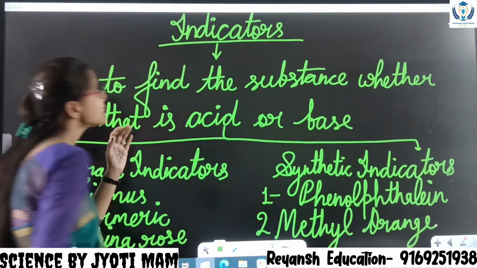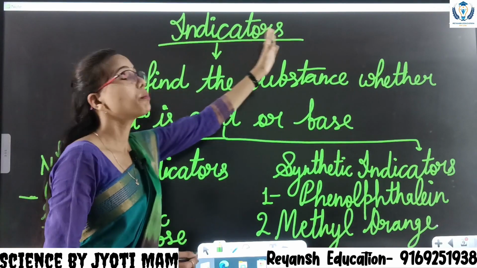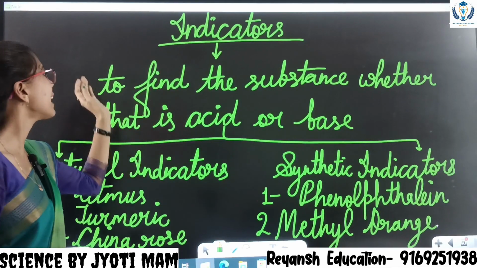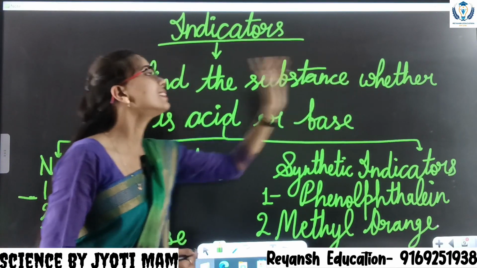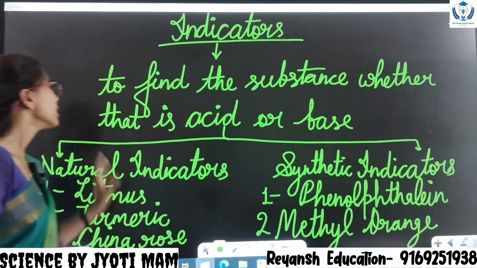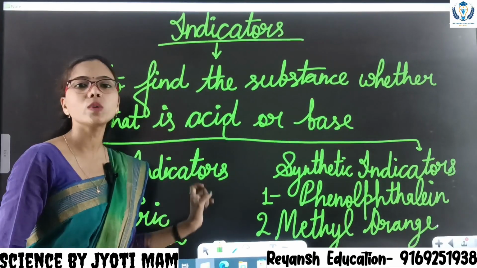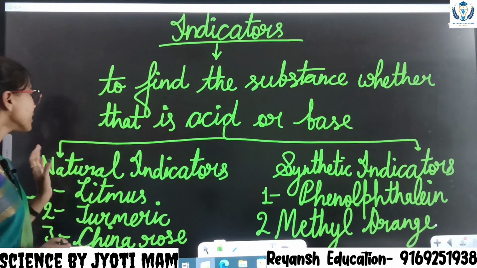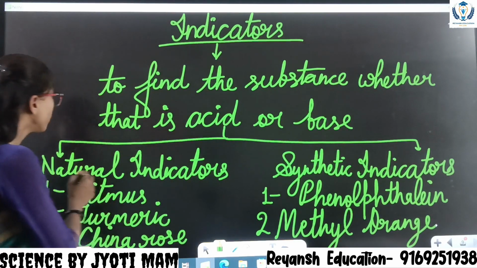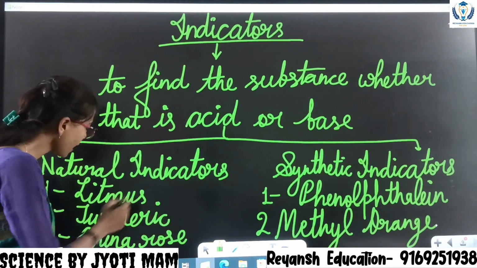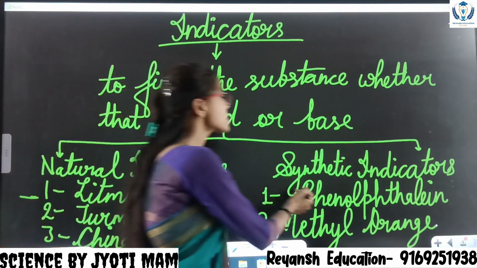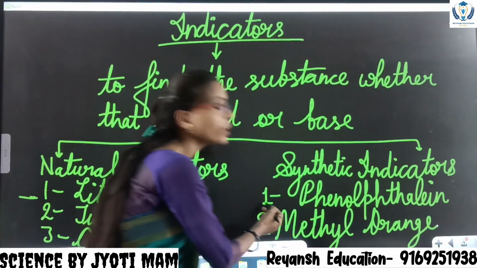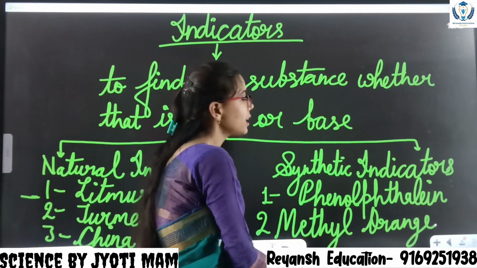Once again have a look on the screen, today our topic is indicators. And what are indicators? The substance or material that helps us to find whether a substance is acid or base. There are two types of indicators. First one is natural indicator and second one is synthetic indicator. The examples of natural indicators are first one is litmus, second is turmeric and third one is China rose. Next, the examples of synthetic indicators are first one is phenolphthalein and second one is methyl orange.